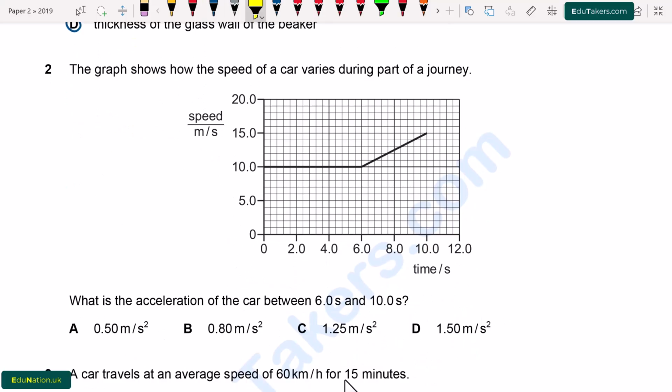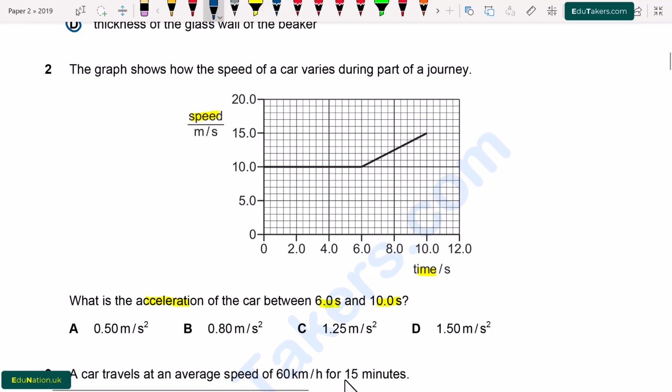Question number 2. The graph shows how the speed of a car varies during part of a journey. Here is the speed time graph, and speed is taken along the y-axis while the time is taken along the x-axis. What is the acceleration of the car between 6.0 second and 10.0 second? Here we have to find out acceleration, and acceleration is the slope of the speed time graph.